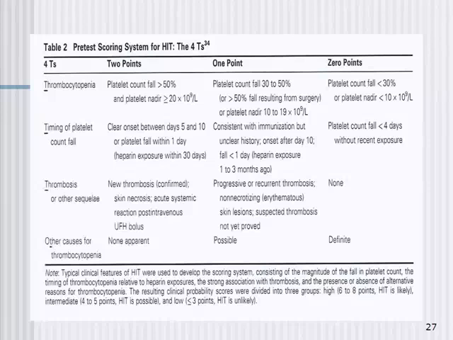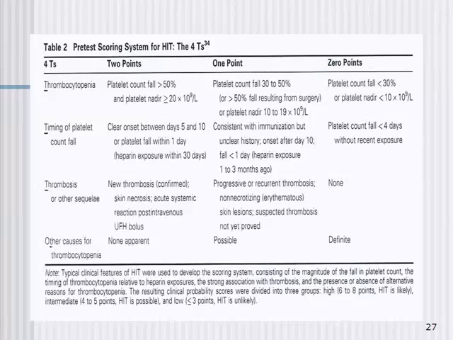So just to simply walk you through this, if the platelet count drops by more than 50% and the platelet nadir is greater than 20,000, greater than 200,000, then you're looking at 2 points. If the platelet count falls 30 to 50%, then it's 1 point, and if the platelet count is less than a 30% reduction, then no points.